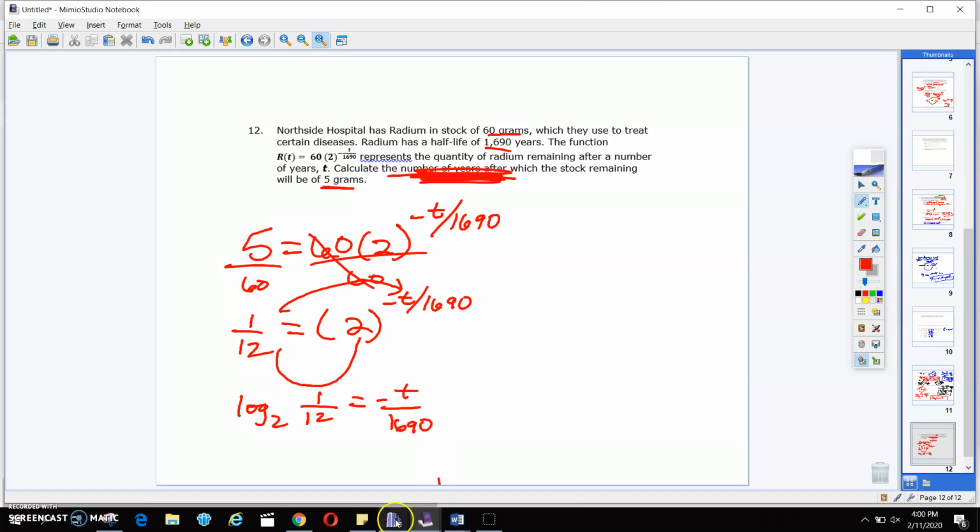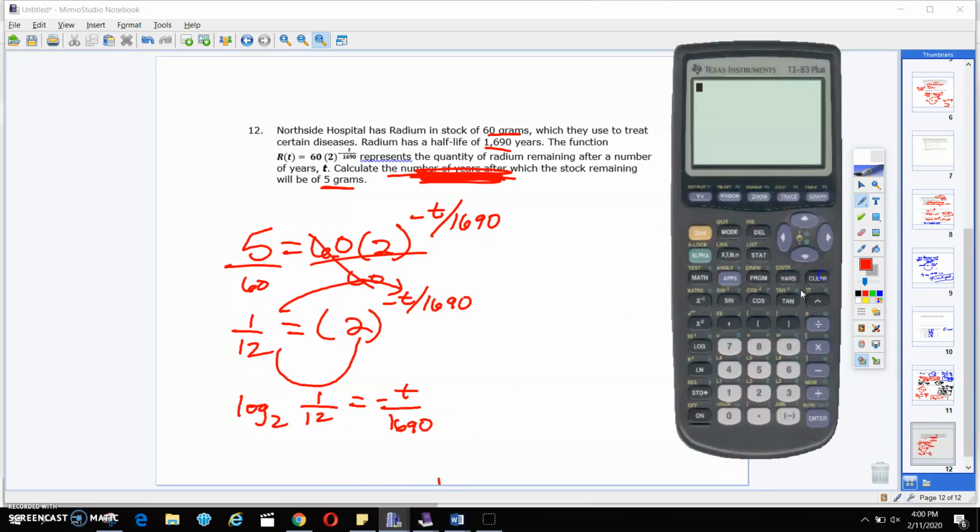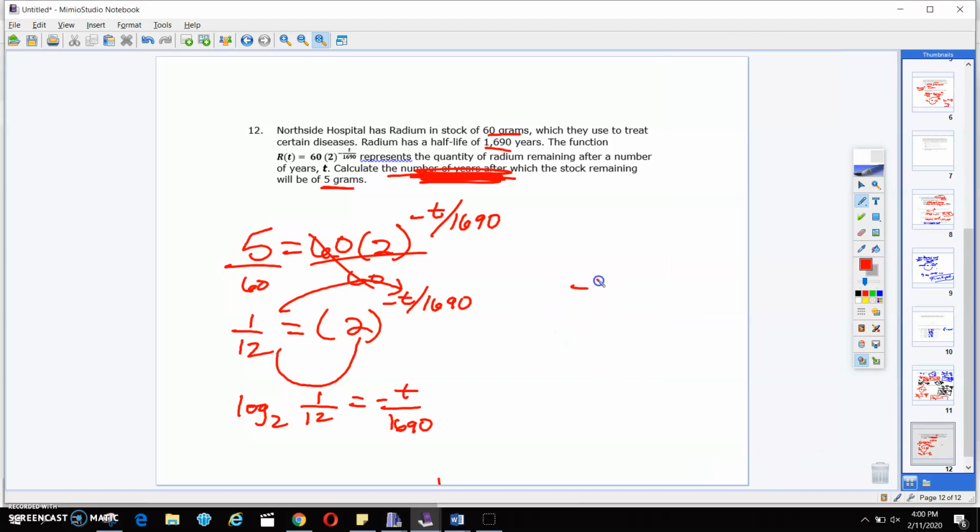So I'm going to go into my calculator. Log of 1 divided by 12 divided by log of 2. So we're going to get negative 3.58 equals negative t divided by 1690.